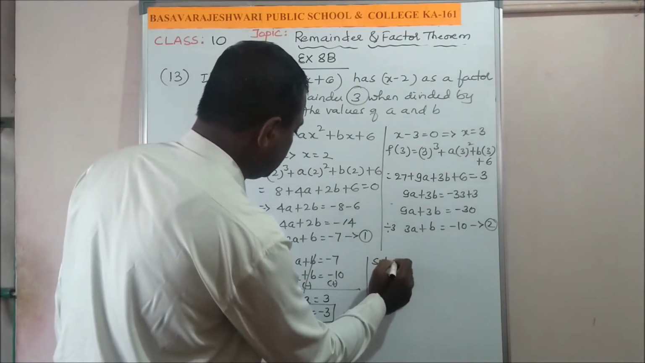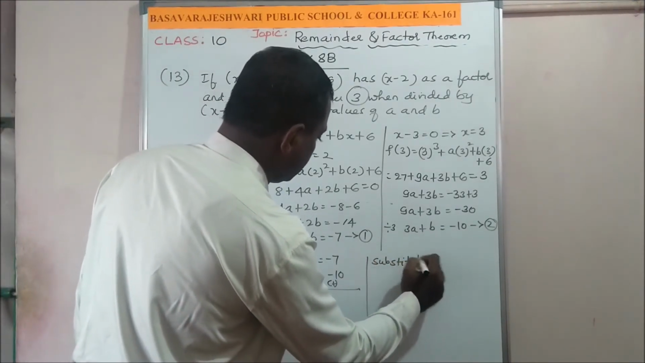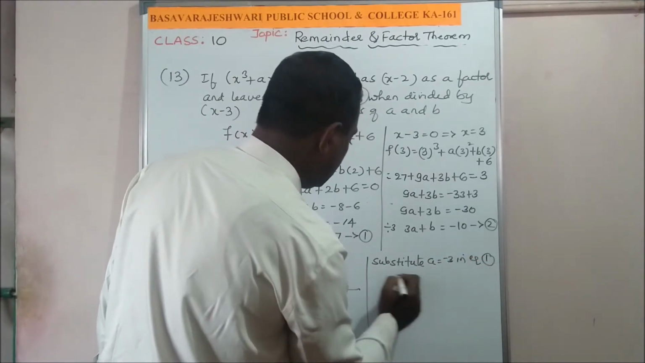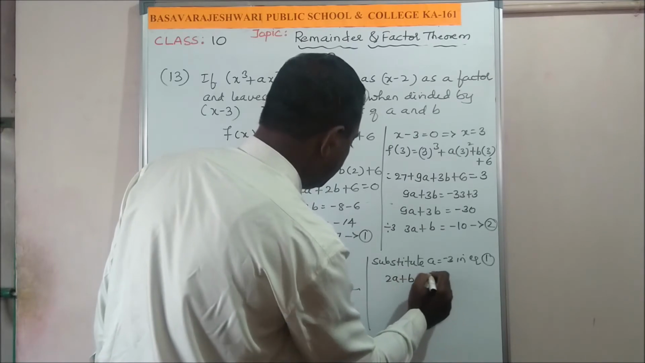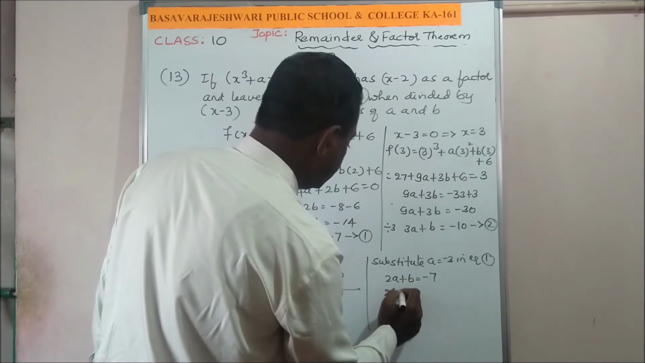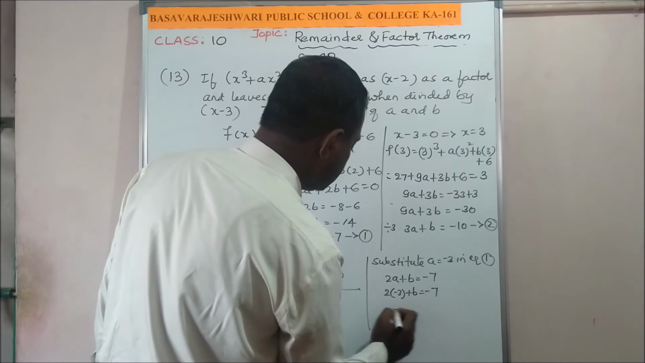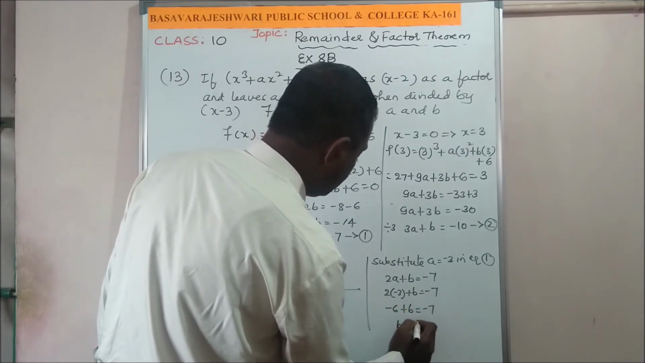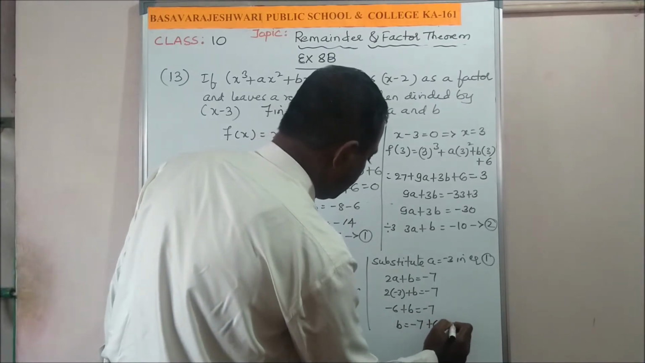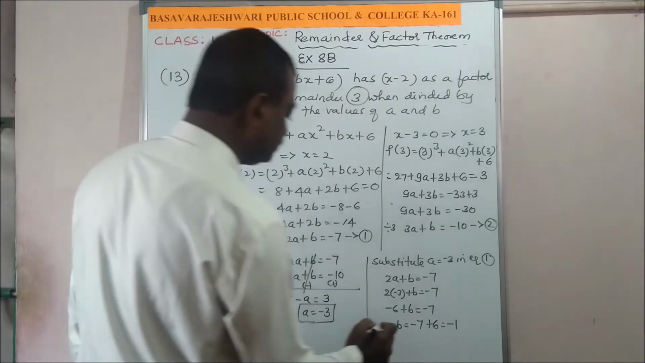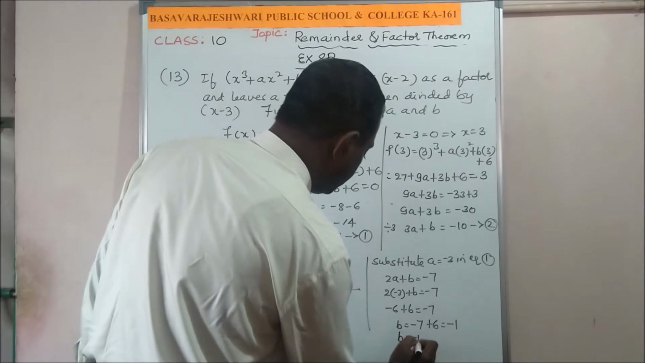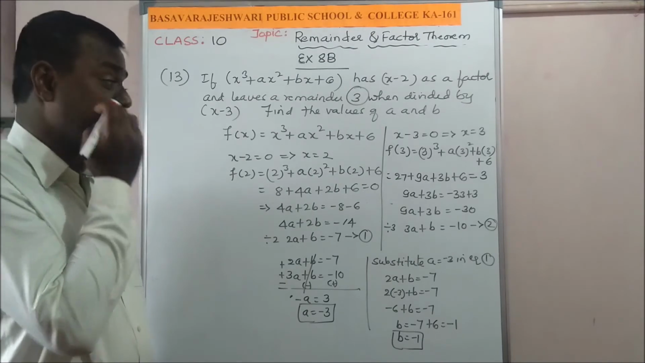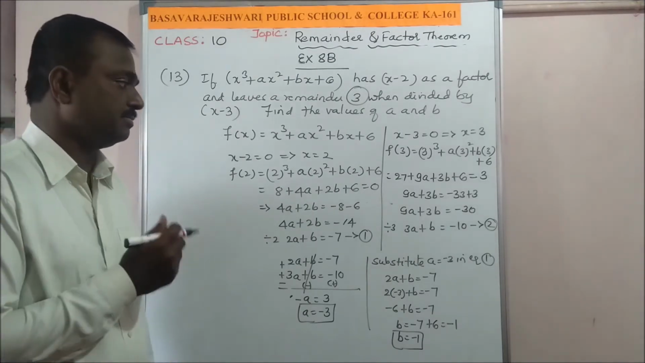Substitute a is equal to 3 in equation 1. 2a plus b is equal to minus 7. 2 into 3 plus b is equal to minus 7. 6 plus b is equal to minus 7. b is equal to minus 7 minus 6, minus 13. So these are the unknown terms a and b. So note down this sum.